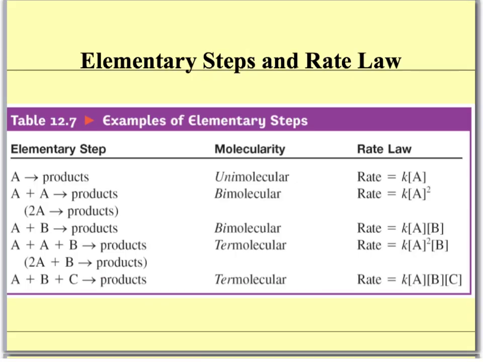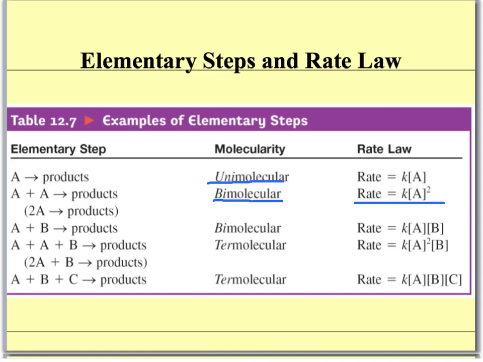So the next slide shows the rate law for the type of elementary step that you have. If you have something that's unimolecular, where you only have one reactant, then the rate equals k times the concentration of A. Now, if you have something that's bimolecular, which could be A plus A, in that case your rate is going to equal k times A squared.